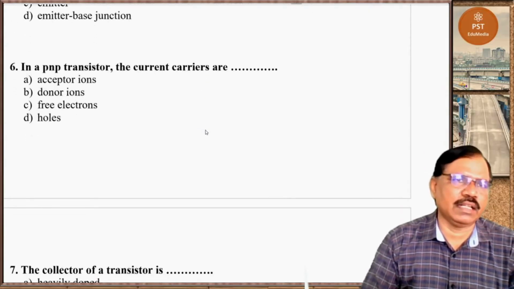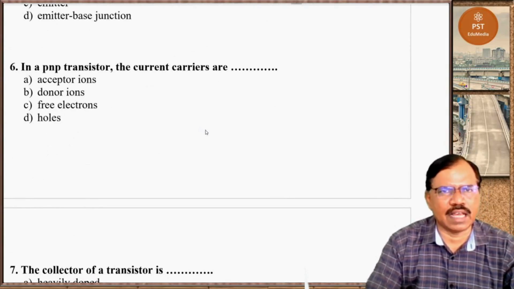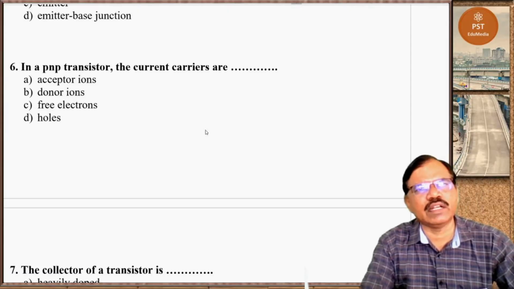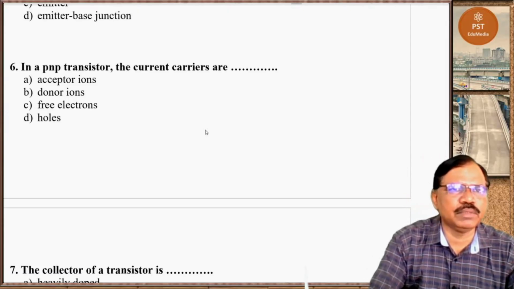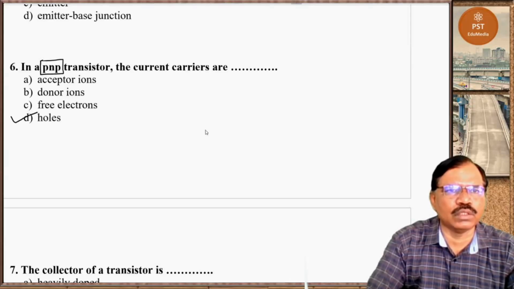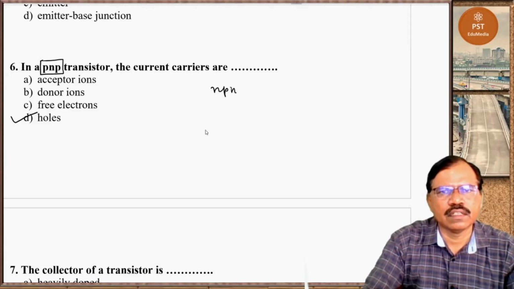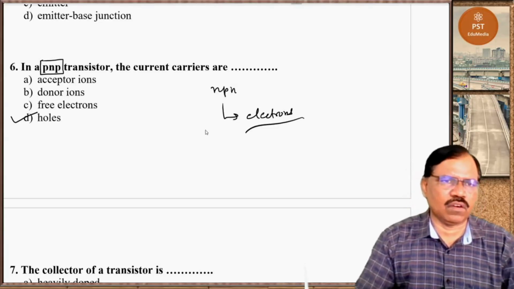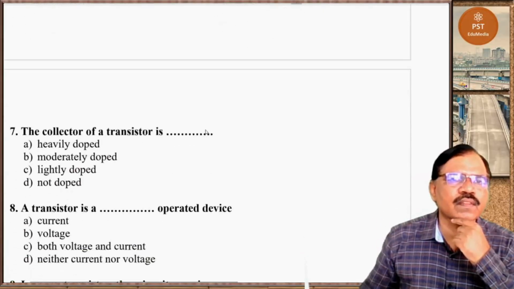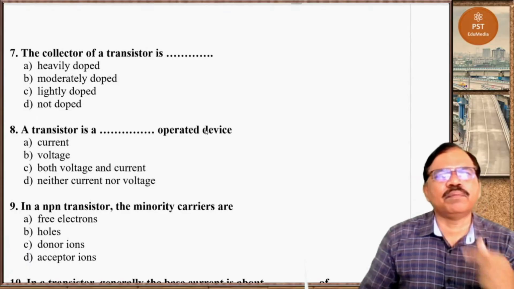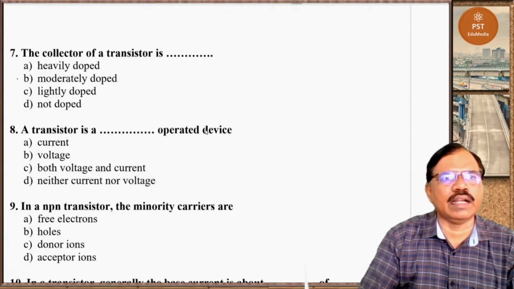In a PNP transistor, the current carriers are actually majority charge carriers. Since it is a PNP transistor, majority charge carriers are holes. If it is an NPN transistor, then majority charge carriers are electrons. So generally current carriers are electrons. The collector of a transistor is moderately doped.